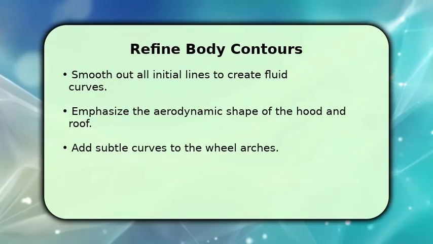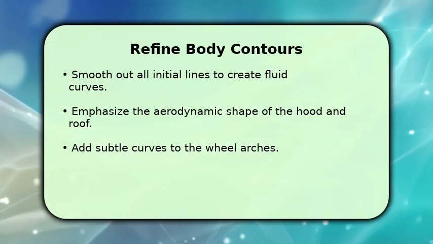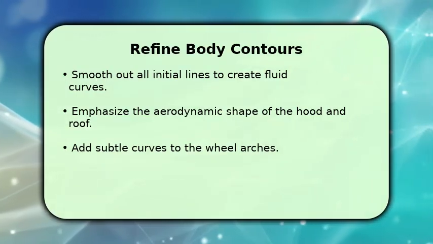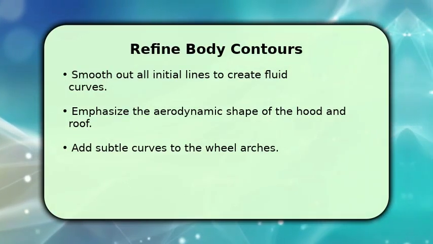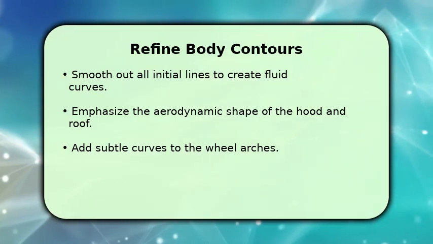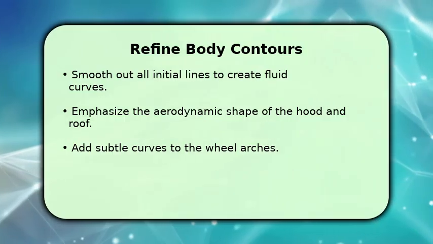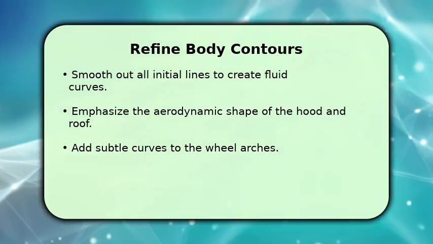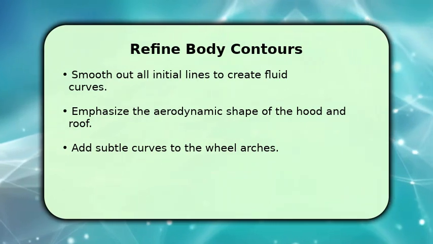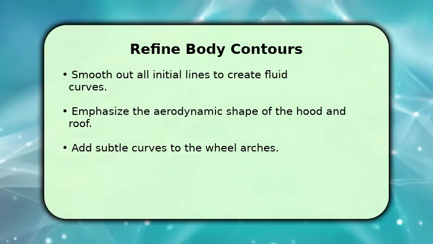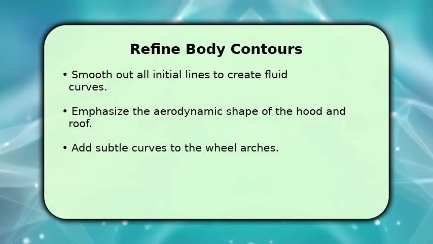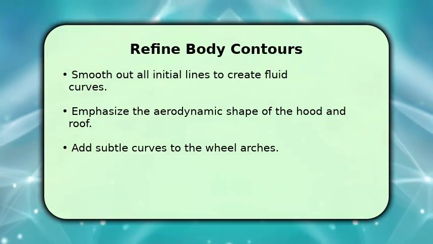With the basic elements in place, it's time to refine the Roadster's iconic contours. Gently smooth out all your initial sketch lines, transforming them into fluid, continuous curves. Pay close attention to the aerodynamic flow of the hood and the elegant slope of the roofline. Also, add subtle, graceful curves to the wheel arches, giving them a more natural and integrated appearance.